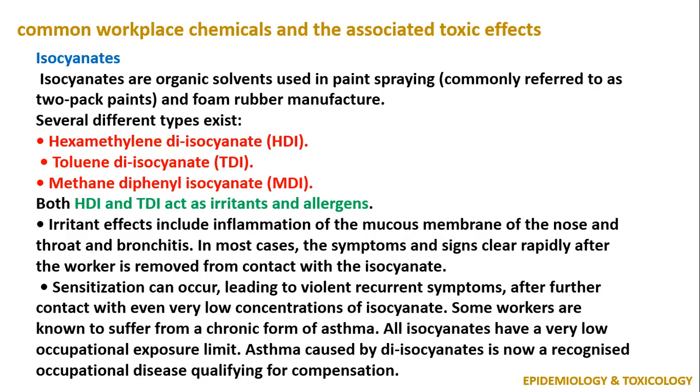So the next chemical is isocyanates. Isocyanates are organic solvents which are used in paint spraying, commonly known as two-pack paints, and foam rubber manufacture. Several different types exist, like hexamethylene diisocyanate (HDI), toluene diisocyanate (TDI), and methane diphenyl isocyanate (MDI).